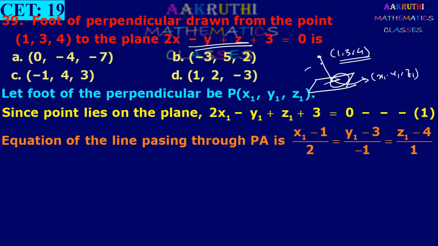Then find the equation of this line. The line passes through the point 1, 3, 4 and is perpendicular to the plane. Therefore its direction ratios are 2, minus 1 and 1, which are the direction ratios of the normal to the plane.